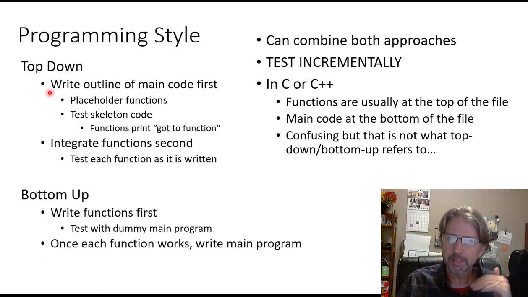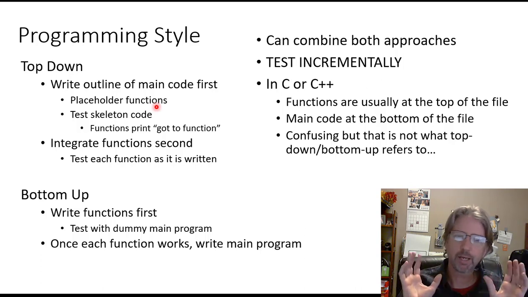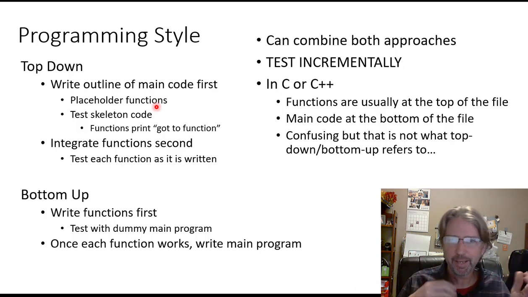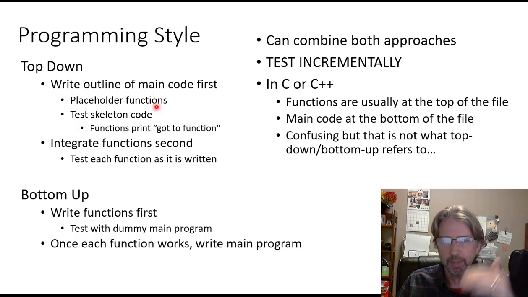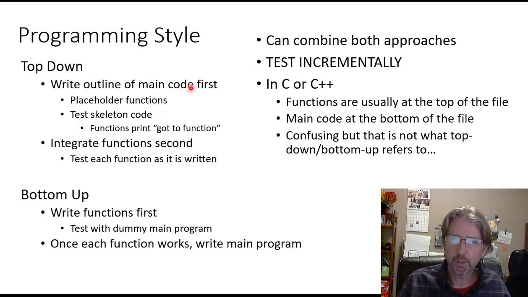So we think about the big things that have to get done and put in placeholder functions, right? Short functions that just say, I got to the sensor part, and then we can look at how the main function works, the main code going, and test our skeleton code, with really placeholder functions that just say I got here or do something very simple. Then once that's working, you go back for each placeholder function and integrate it. So you do all of the sub-functions second.